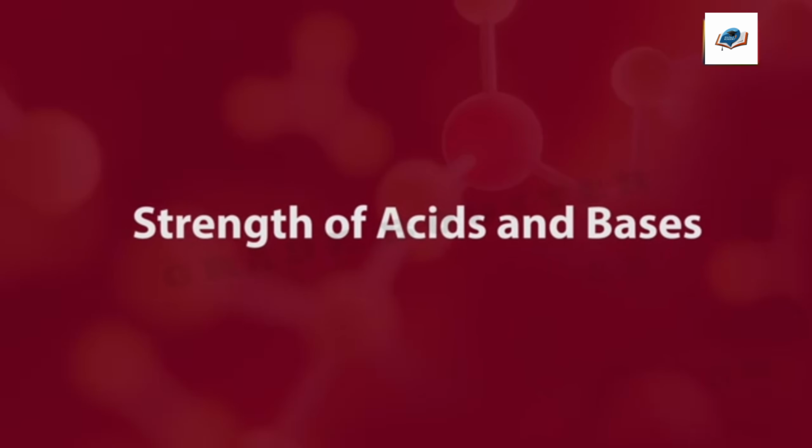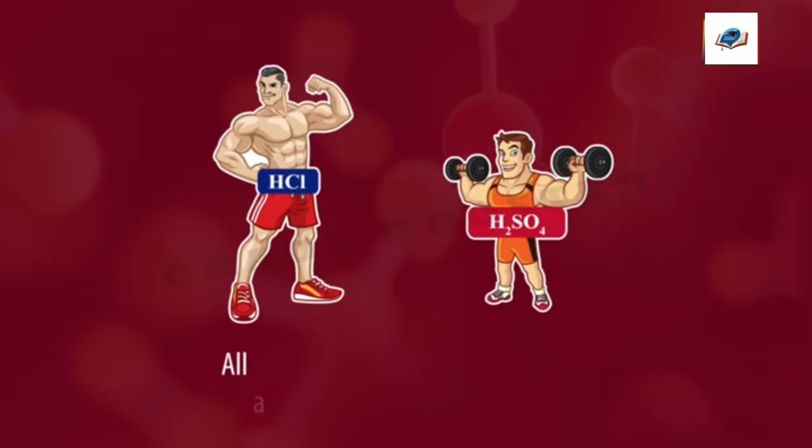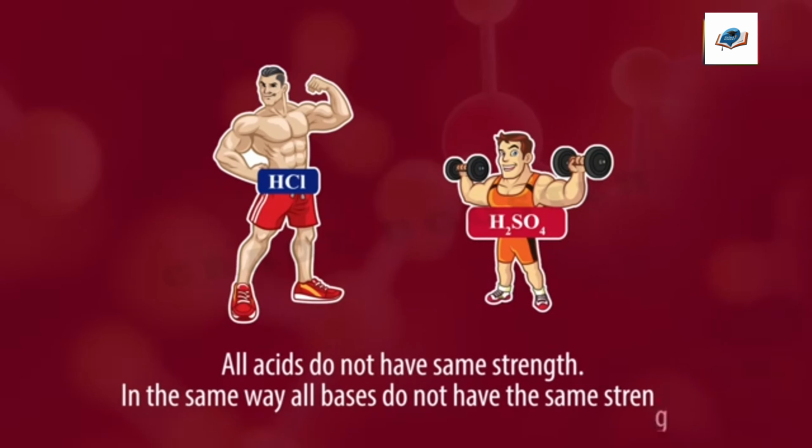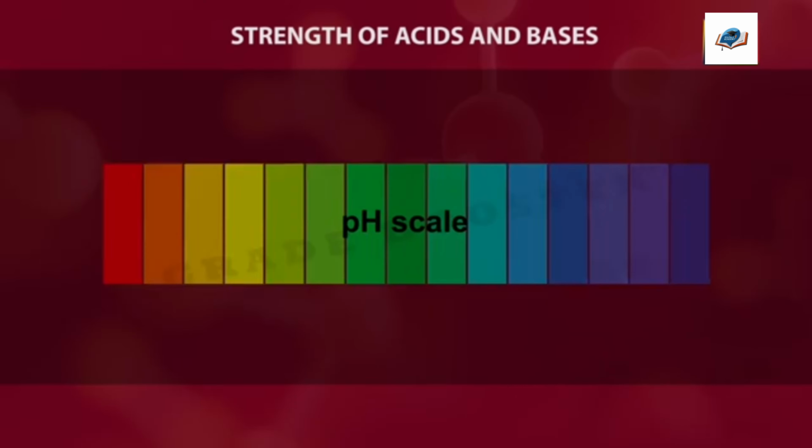Now let us look at the strength of acids and bases. All acids do not have the same strength. In the same way, all bases do not have the same strength. Then how do we know the strength of an acid or a base? We can know the strength of an acid or a base using the pH scale.